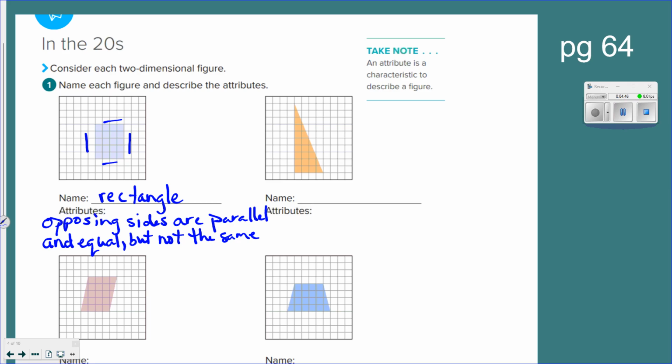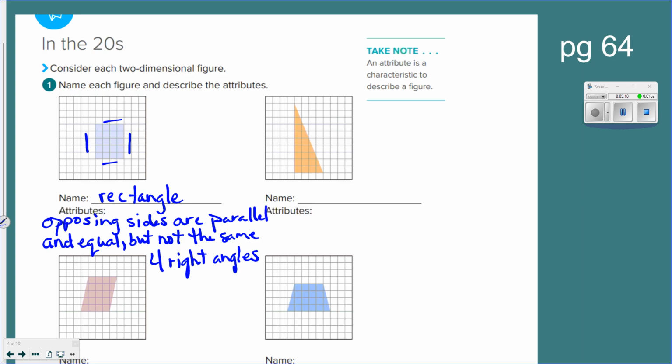All right angles. So because of that, we know that the best terminology for this is a rectangle. It has all right angles. Opposing sides are parallel, but not all equal to each other. Okay, what about our orange shape?